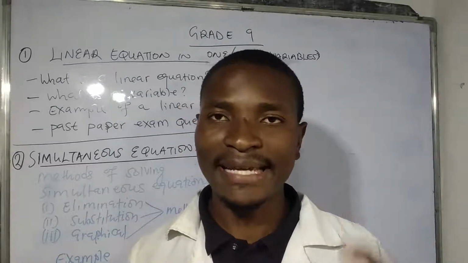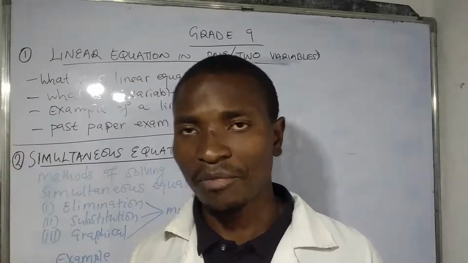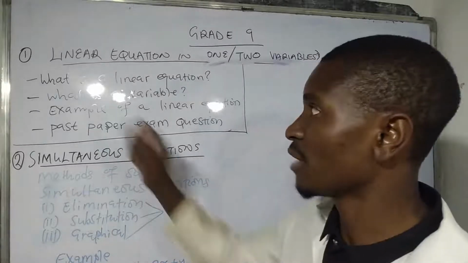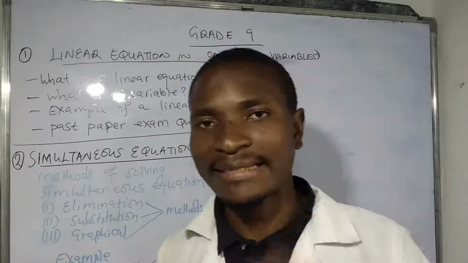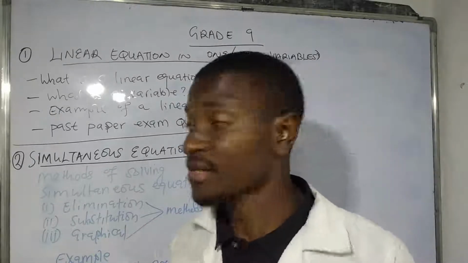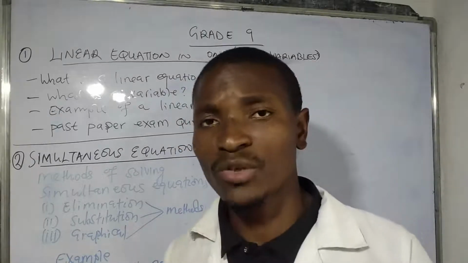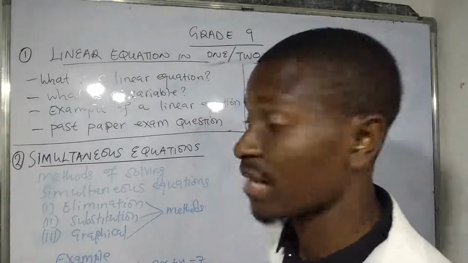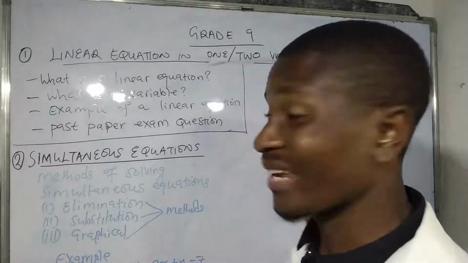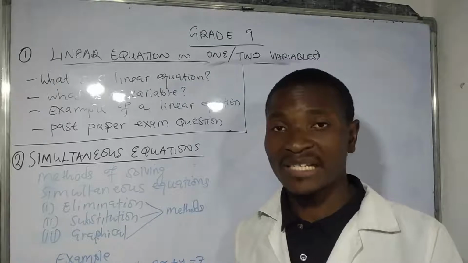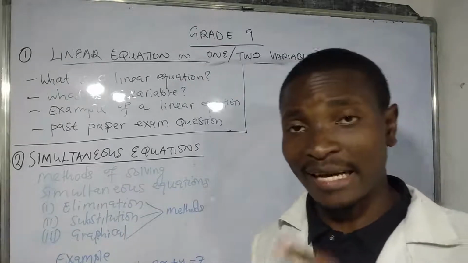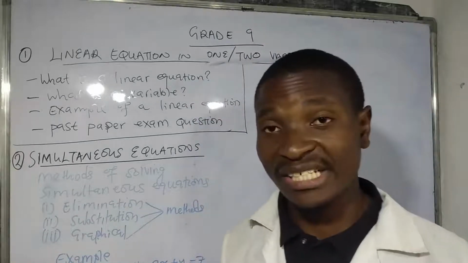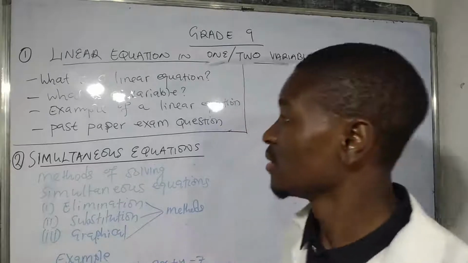Okay, so now let's get started into our main subject. This is what we'll be looking at. We need to understand what a linear equation is, and also define what a variable is. Then we shall look at an example of a linear equation, as well as an exam past paper, where we will solve one of the questions.